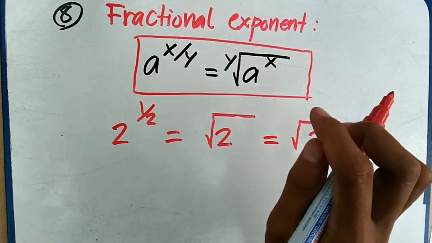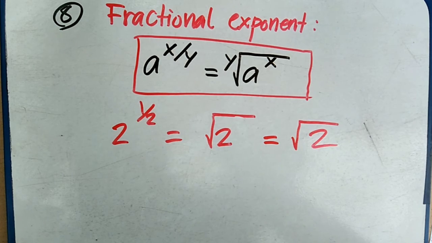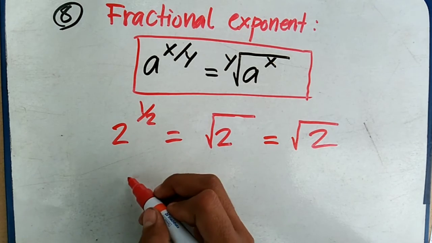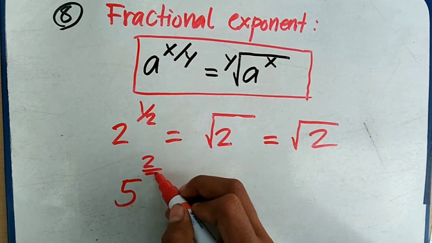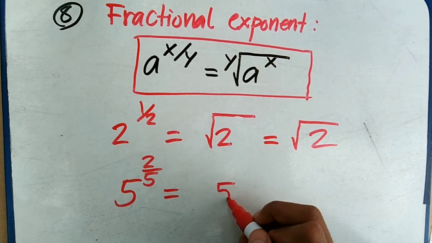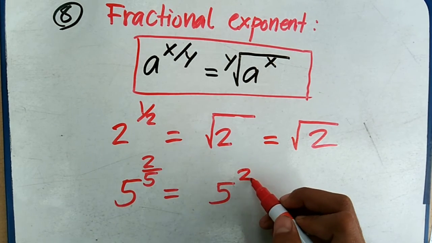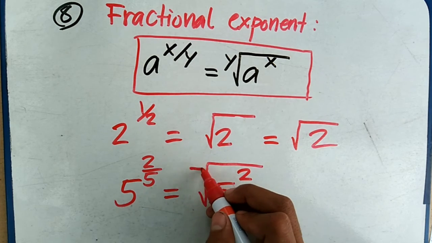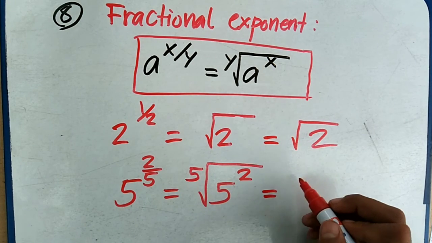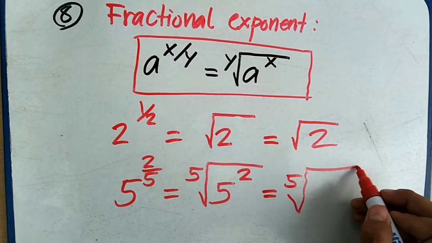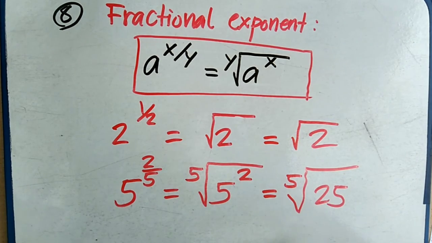Invisible na yung 2. Example ulit, 5 raised to 2 over 5. We can write it as 5 with exponent of 2 and the 5th root. So we can write it as the 5th root of 25. And this is the answer.